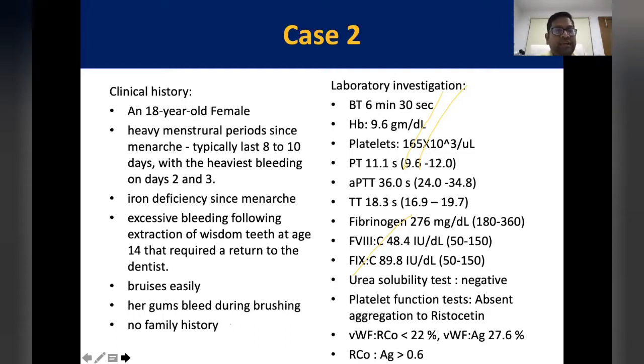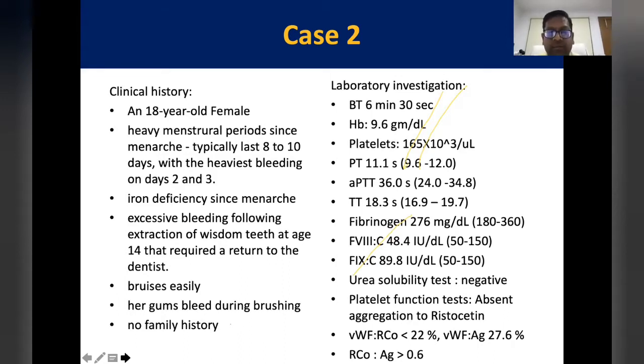Possibly there is a chance that factor 8 could have been reduced. Why could factor 8 have been reduced? Factor 8 is carried by von Willebrand factor, and the von Willebrand factor usually increases the half-life of factor 8. In the absence of von Willebrand factor, factor 8 might be reduced. And once factor 8 is reduced, it will be reflected as a prolongation in the APTT.